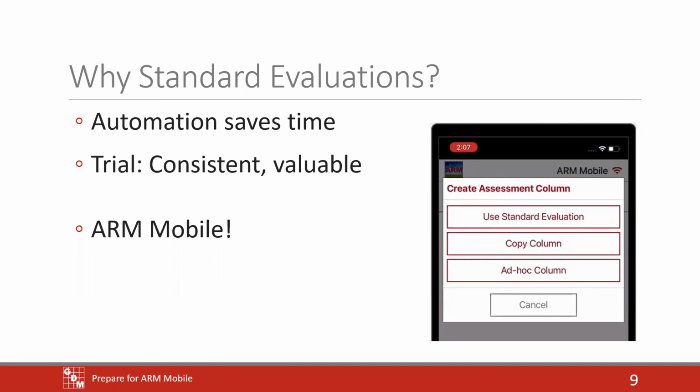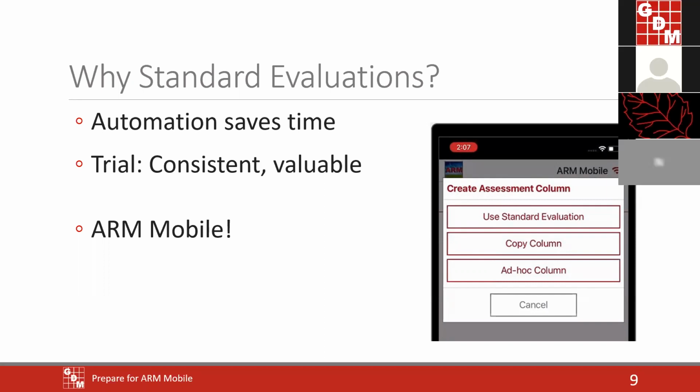But maybe there's an assessment that needs to be done that you didn't plan out, didn't already have set up ahead of time, and you're already in the field. You have these 3 options, really the ways you can create a new assessment column from ARM Mobile to be copied back to your trial. And so you can do an ad hoc and basically have to hand fill in every detail of the header on your phone while you're standing there ready to take your notes, which would be an incredible headache.